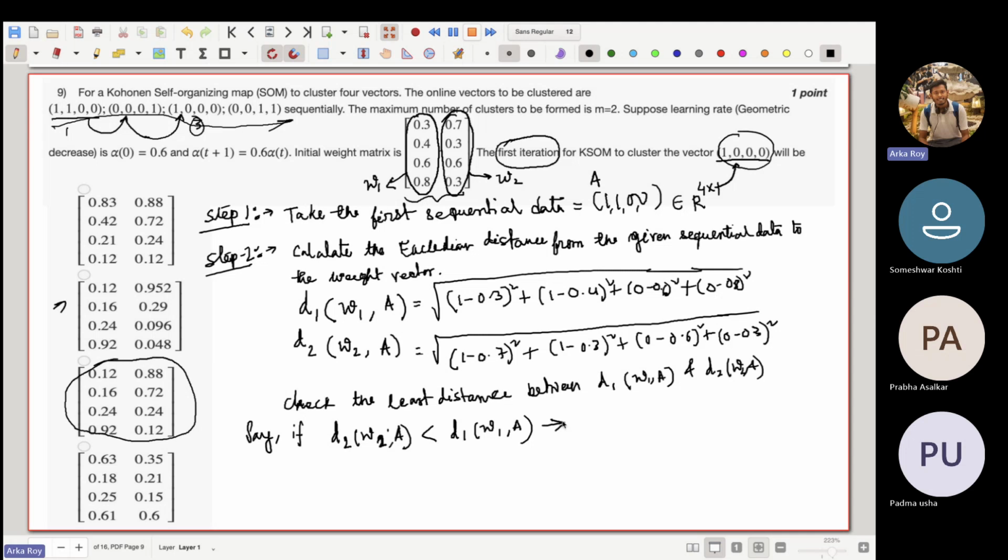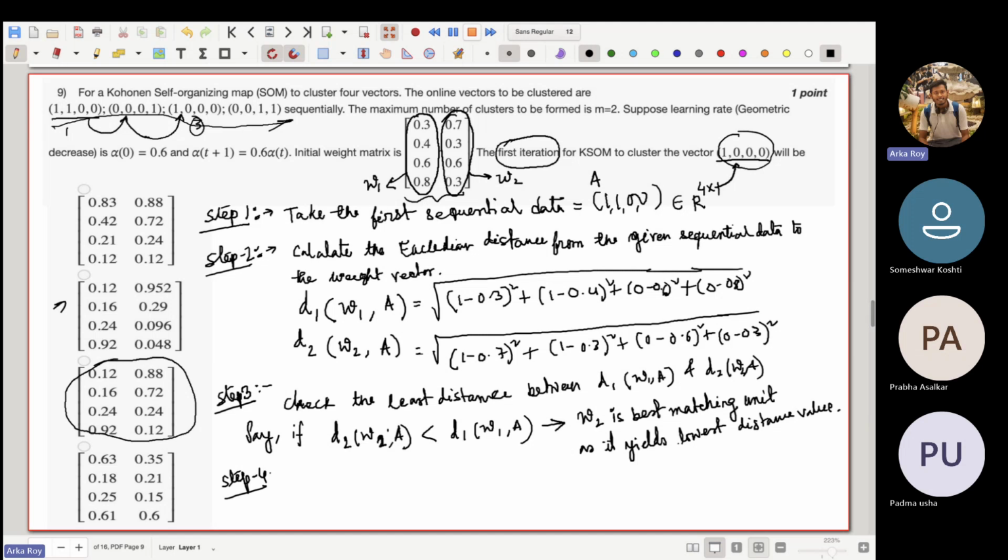then what it basically refers to, that we have to understand. This means that W2 is the best matching unit, as it yields the lowest distance value. So this is step 3.